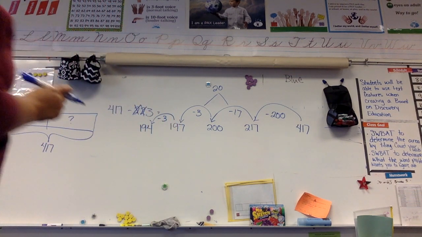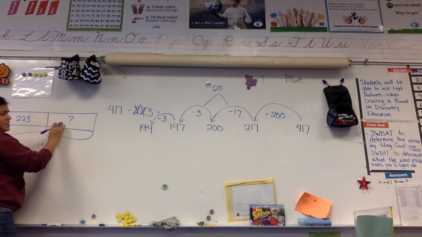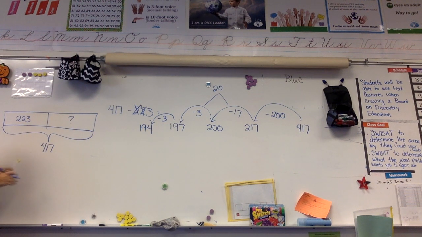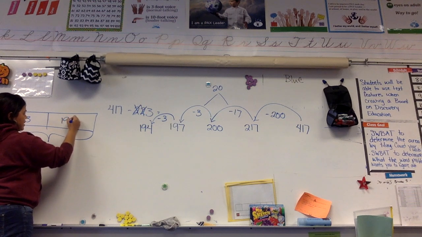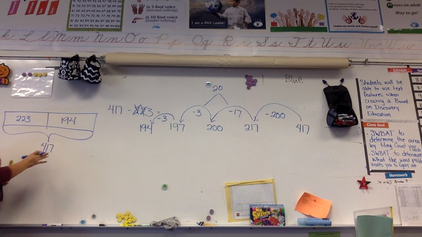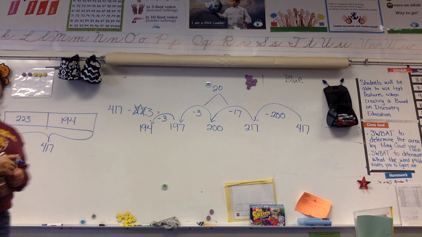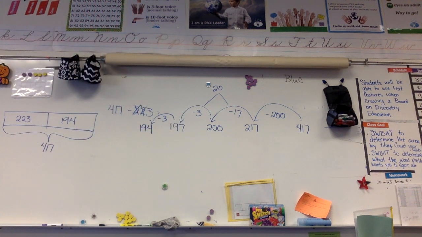Okay, Monica, do you agree or disagree? Agree. Okay, so can I now fill this in? Yes. Okay, Monica, what you put here? 194. Okay, so I have 194. So 223 plus 194 equals 417. Would you agree? Yes. Okay. So that's how those tape diagrams are going to work.